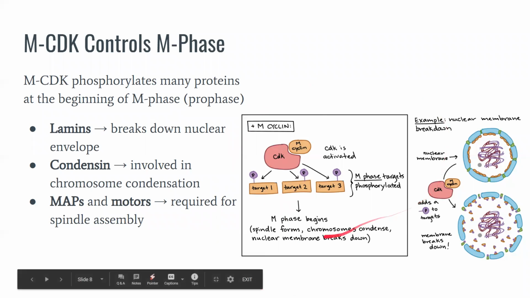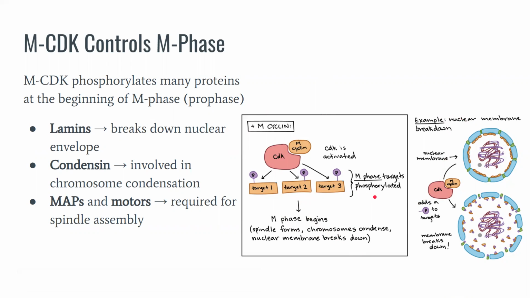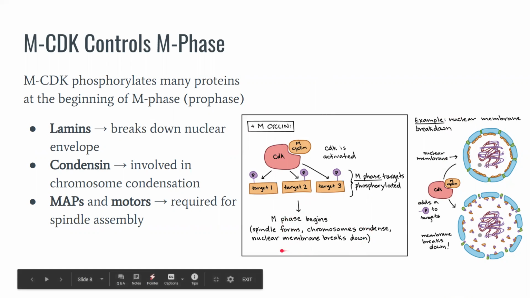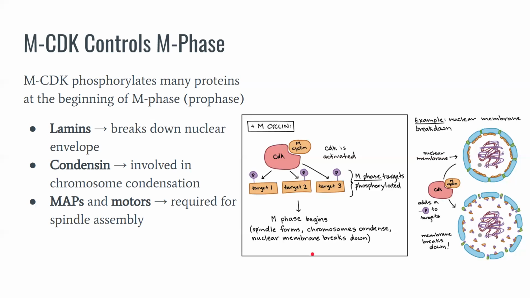So these are the 3 main things that MCDK does at the beginning of M phase during prophase. This is a little diagram that shows it phosphorylates these different targets. They lead to different things. So M phase now begins with the spindle forming, chromosomes condensing, and the nuclear membrane breaking down. And this is all because of MCDK.